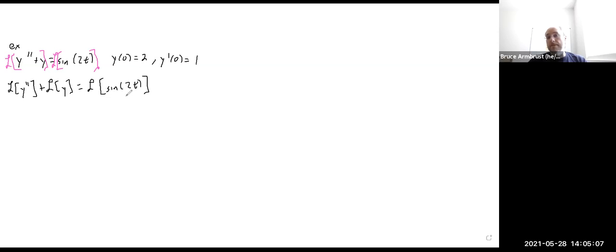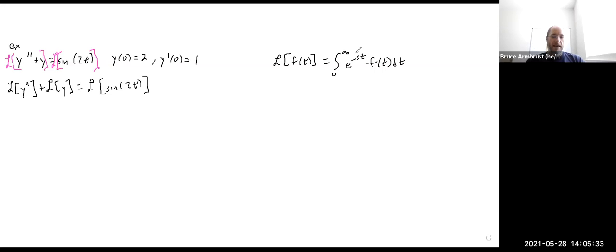Now, if we wanted to, we could go to the definition and calculate the Laplace transform. Just to remind you how that works, the Laplace transform of f of t is the integral from 0 to infinity of e to the minus st times f of t.